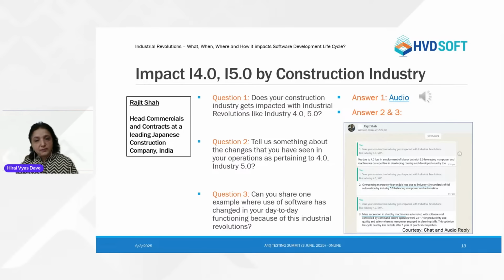Same way, I asked someone from the construction industry who is a lead in the Asian market, and he also said that yes, we do have a fear of losing the job, but the manpower is less in the areas where we operate, so we do need automation, but automation is not going to help us all alone. We need a human intervention.